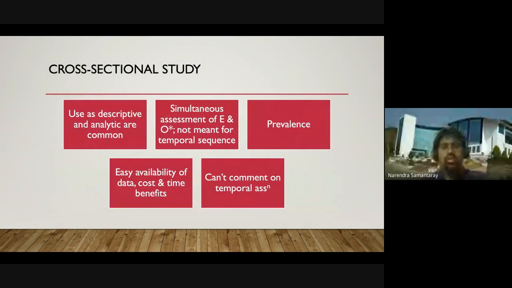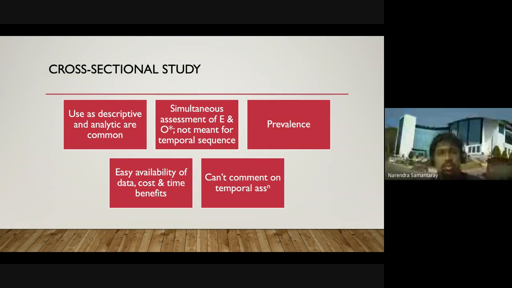Now, the cross-sectional study. In the cohort study, we go from exposure to outcome. And in the case control study, we go from outcome to the exposure. The point of selection is the outcome. But in the cross-sectional studies, there is no such temporal sequence. We study the exposure and outcome simultaneously.